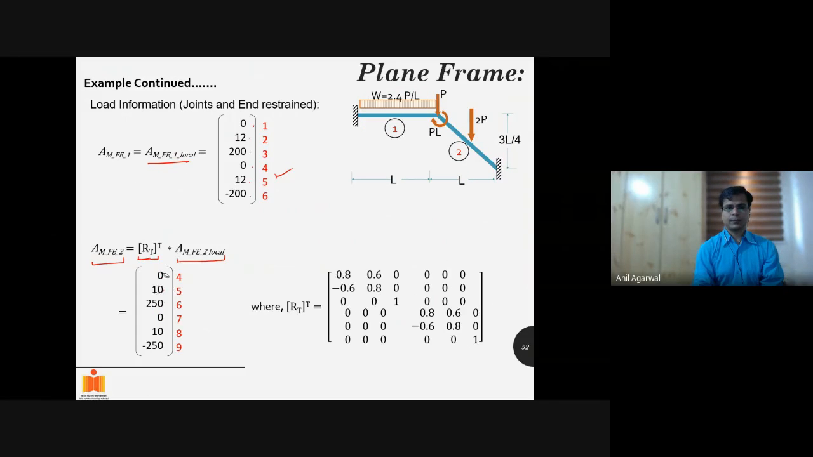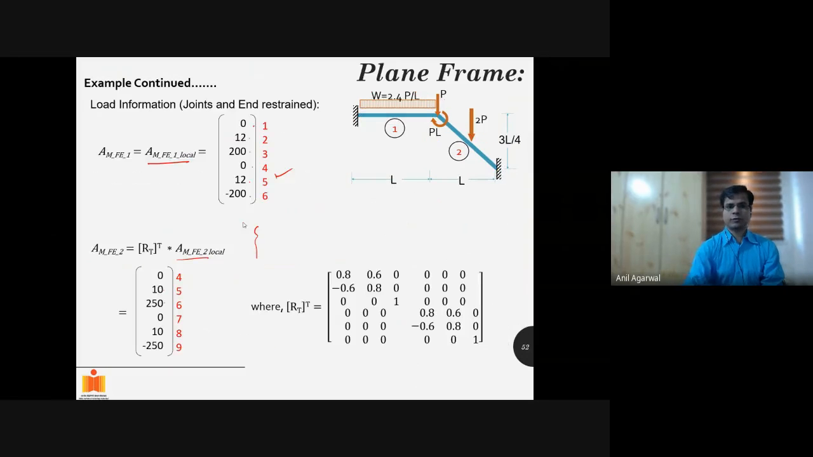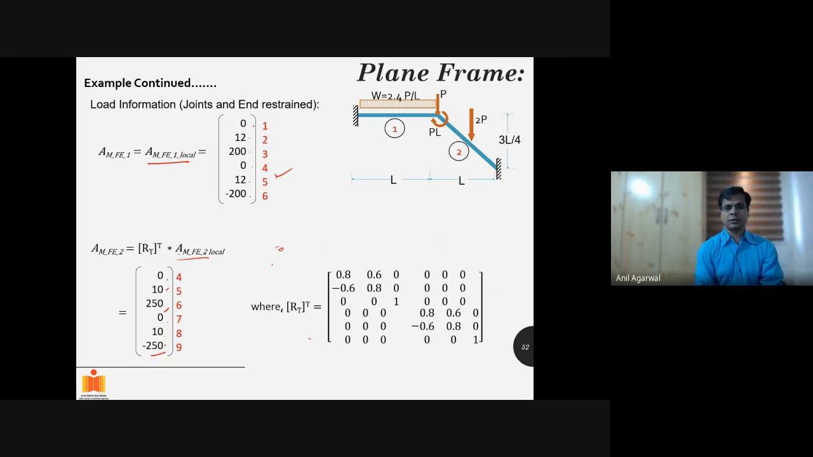No, I mean, this one was 0, 12 to 0, okay, 0, 8, 250. So this one, AM was 0, 8, 250, and so on. Correct? But when you do this pre-multiplication with RT transpose, what you get is 0, 10, 250, basically, and so on. So you can see that the moment values have not changed. Moment values were 250 here. After transformation, it remains 250.